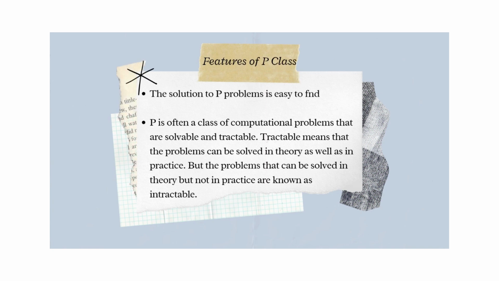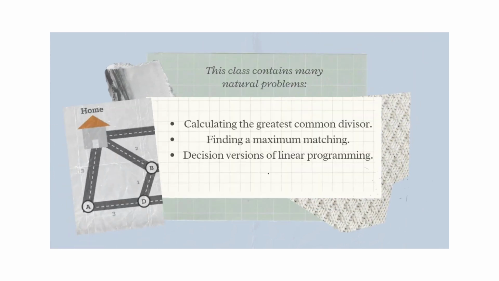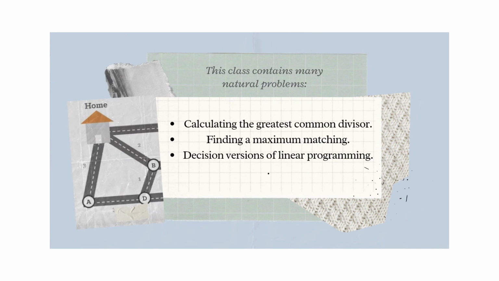Talking about the features, the solutions of P problems are easy to find. P is often a class of computational problems that are solvable and tractable. Tractable means that the problems can be solved in theory as well as in practice, but the problems that can be solved in theory but not in practice are known as intractable. This class contains many natural problems like calculating the greatest common divisor, finding a maximum matching, and decision versions of linear programming.